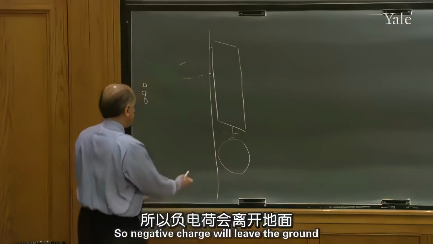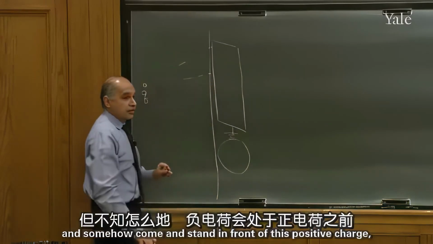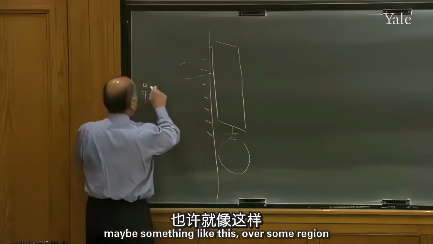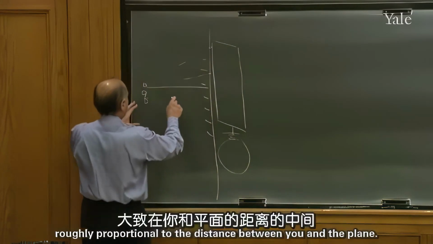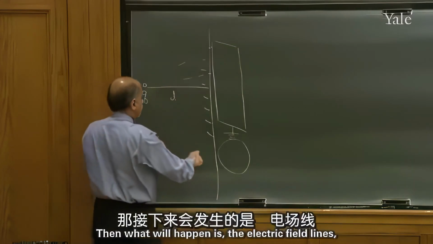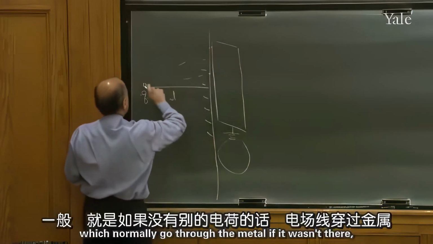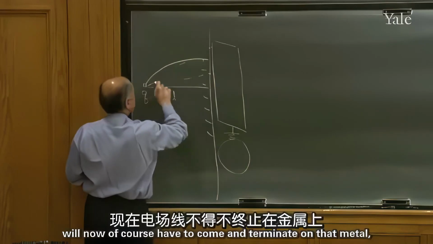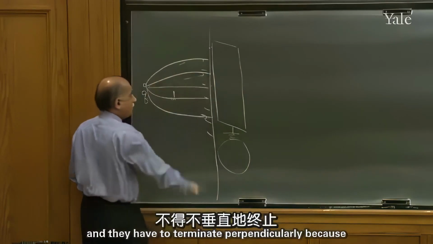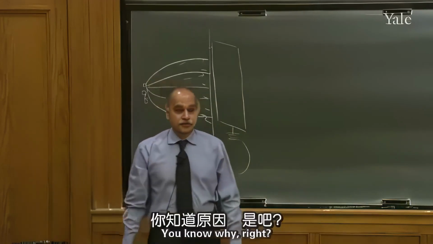So negative charge will leave the ground and somehow come and stand in front of this positive charge, maybe something like this, over some region roughly proportional to the distance between you and the plane. Then what will happen is the electric field lines, which would normally go through the metal if it wasn't there, will now, of course, have to come and terminate on that metal. And they have to terminate perpendicularly because the electric field is always perpendicular to the conductor.